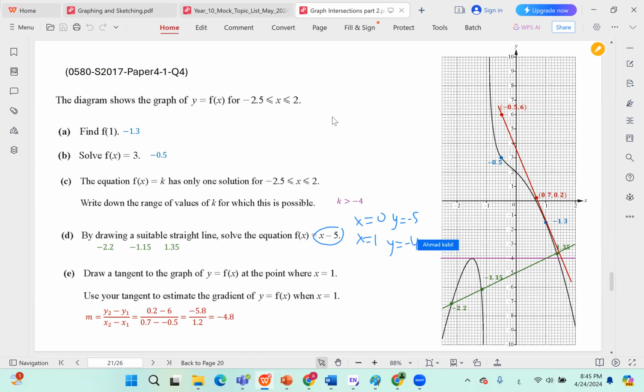So we plot this point and this point on the graph, (0, -5) and (1, -4). This gives us the green line. I used these 2 points, for example, to draw the line. And with this green line, we want to know where it cuts the curve, the black curve.